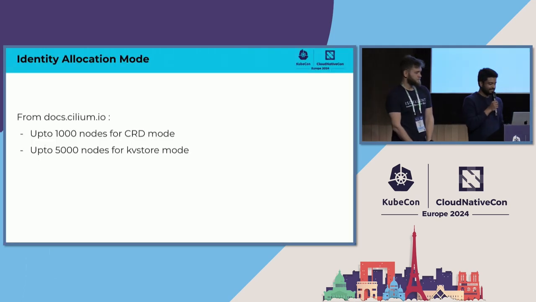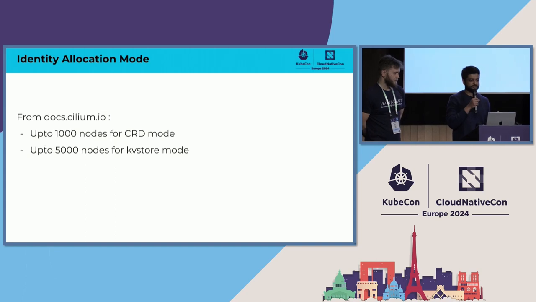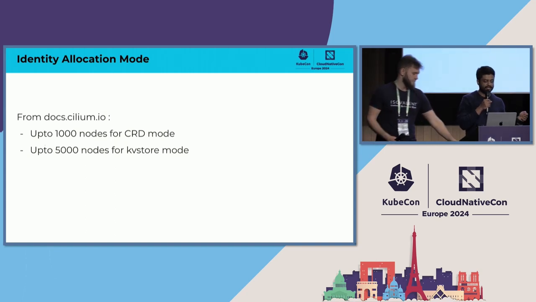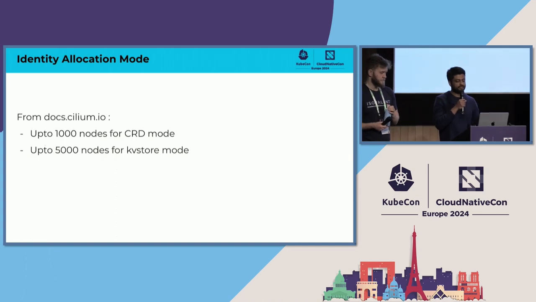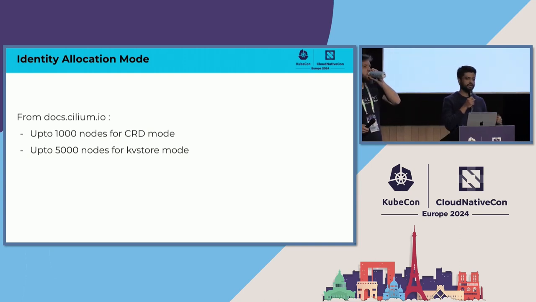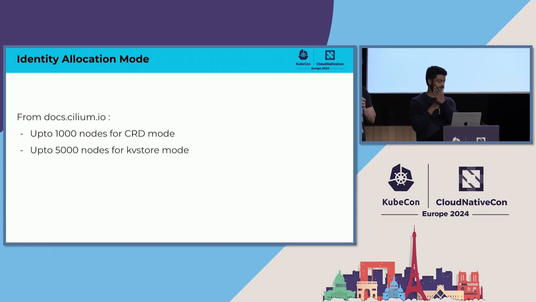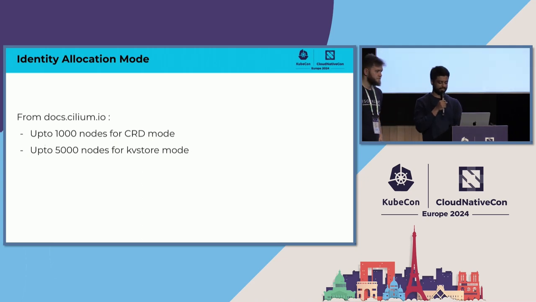All right. So we know that Cilium has two identity allocation modes, right? There's the CRD identity allocation mode and the kvstore identity allocation mode. If you take a closer look at the Cilium documentation, you'll realize that currently CRD mode is recommended only up to 1,000 nodes. And if you want to go beyond that, up to 5,000 nodes, it's recommended that you use the kvstore identity allocation mode with etcd, right?